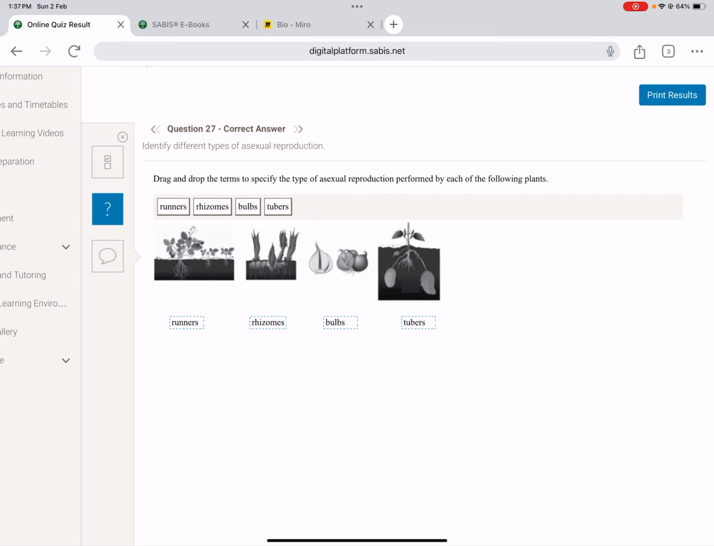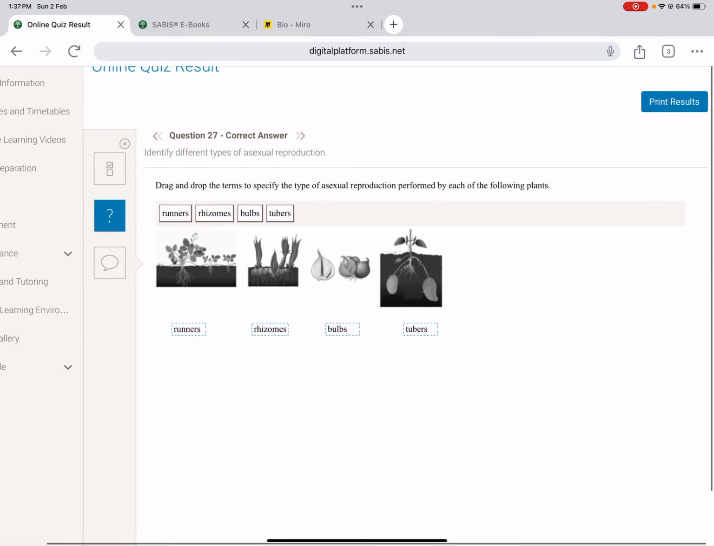Okay, these are just examples. Specify the type of asexual reproduction. Make sure you know the examples. Okay, these are potatoes, we call them tubers, onions are bulbs, and then we have runners and rhizomes. Okay, so just be aware of the examples.